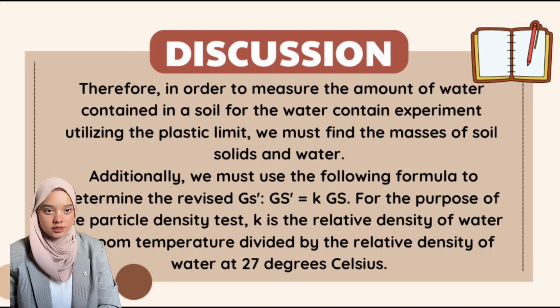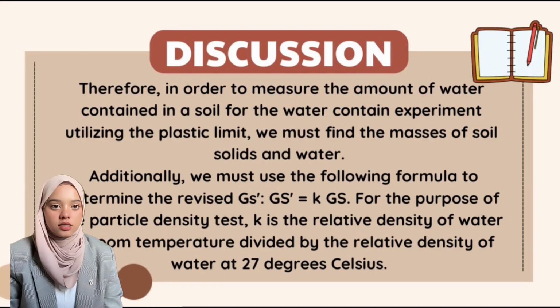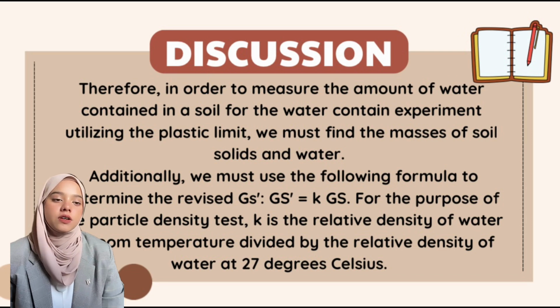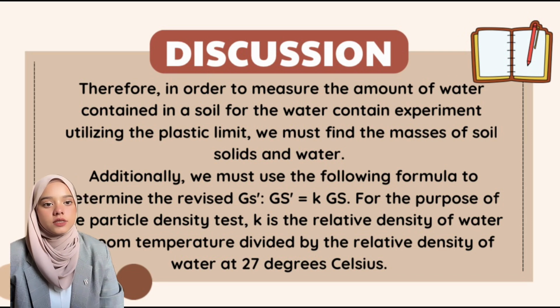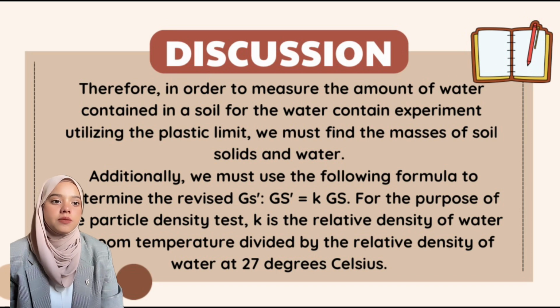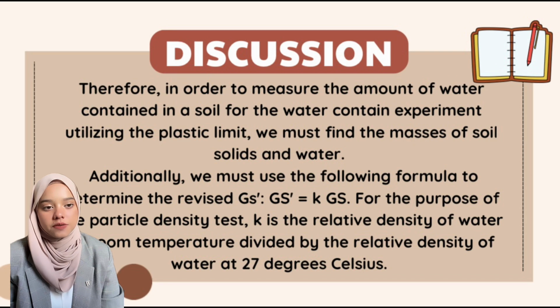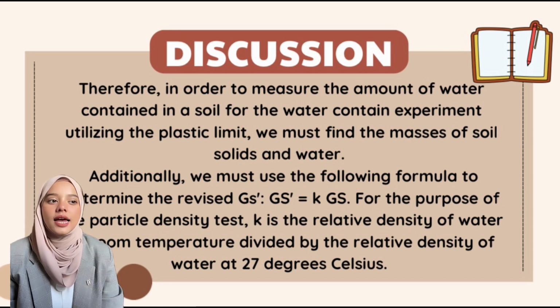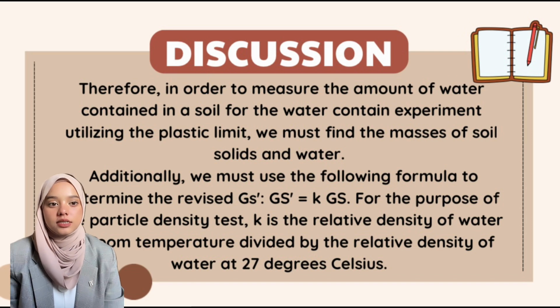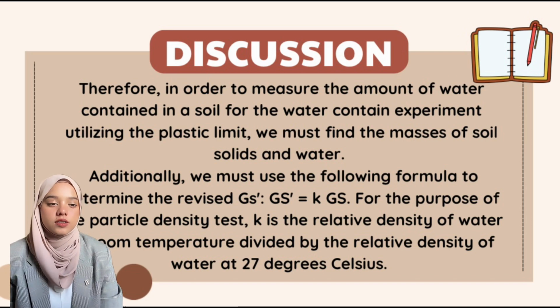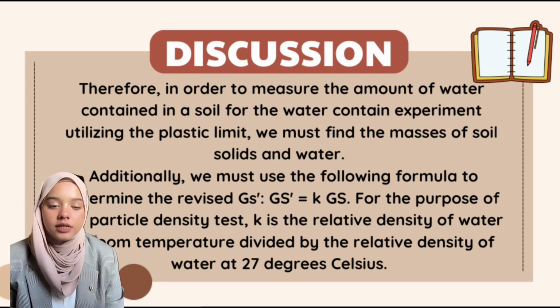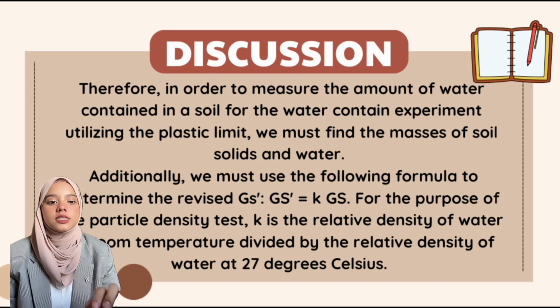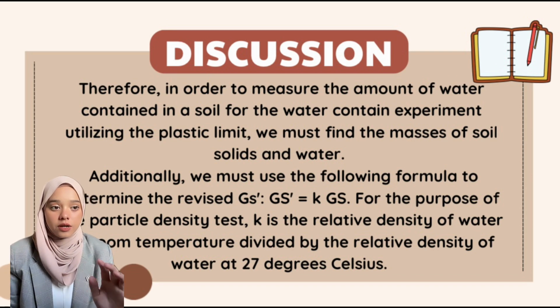For the discussion, in the particle density, utilizing the solid specific gravities, one may determine the density of soil solids. The specific gravity of the substance is multiplied by the density of water to get this. Engineers can determine a soil's specific gravity to determine how porous it is and how many voids it has. Additionally, it helps engineers determine if the soil is suitable for building. Next, for water content, to ascertain the water content, this experiment was carried out.